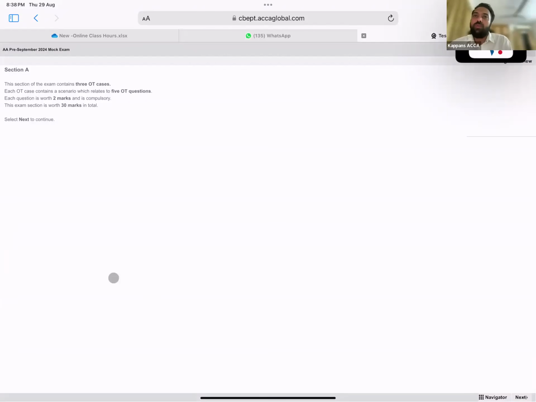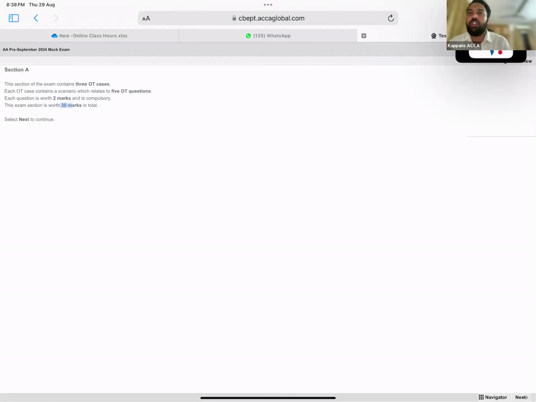As you know, Section A of Audit and Assurance contains 3 objective type questions, and each objective type question will contain 5 questions, and each question carries 2 marks. So the objective type questions in Section A carry 30 marks, which you already know.